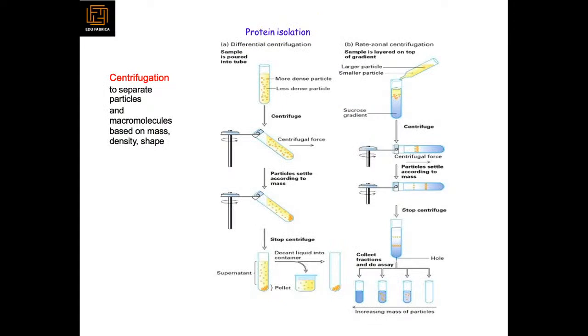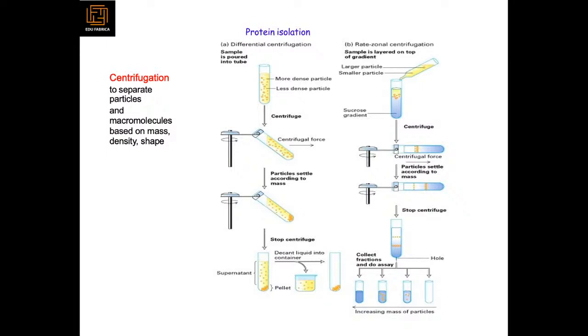Once you have done that, you can also differentiate between different samples of your organelles by centrifugation. There are 2 techniques to separate your different molecules: differential centrifugation and rate zonal centrifugation. In differential centrifugation, the sample is poured into the tube. You have both more dense and less dense particles. Then you centrifuge it, and the dense particles will go down as a pellet and the less dense particles will be on top. So you can decant that liquid into a container and separate the pellet separately.